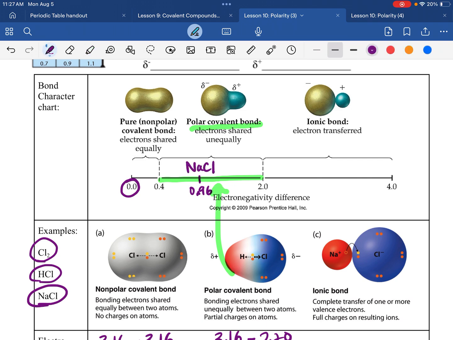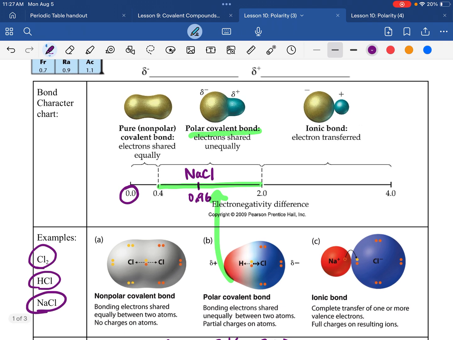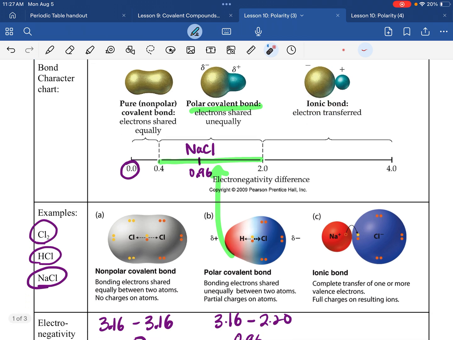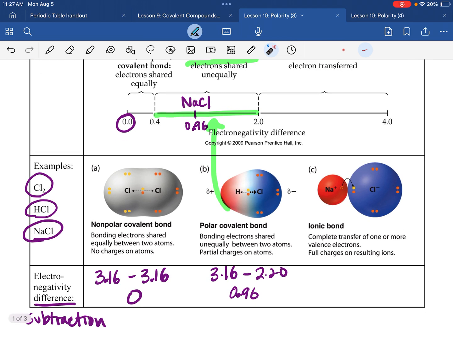Let's draw NaCl here. What happens with polar covalent bonds, actually, let's pause on that. Let's look at something we're familiar with, an ionic bond. Then we're going to come back and see how it's different from a polar covalent bond. So now let's take sodium and chlorine.